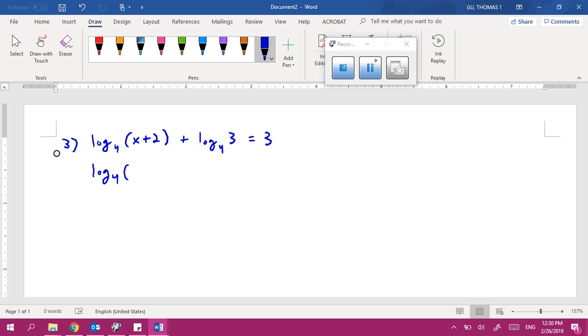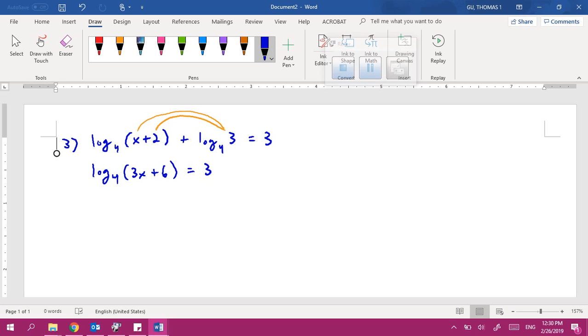So now here's the thing. You're multiplying them, right? So if you multiply them together, what would you end up with? 3x plus 6. That's right. It's like distributing, right? If you're multiplying these two terms, the 3 needs to be multiplied to both of the terms inside the parentheses, which gives you 3x plus 6 equals 3, right?